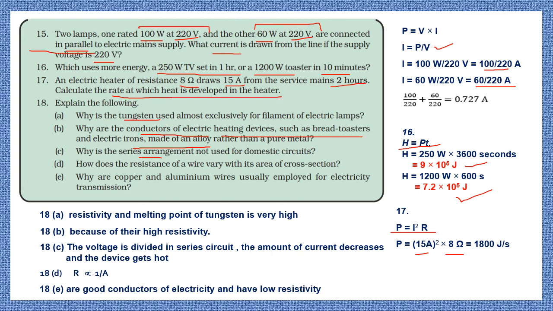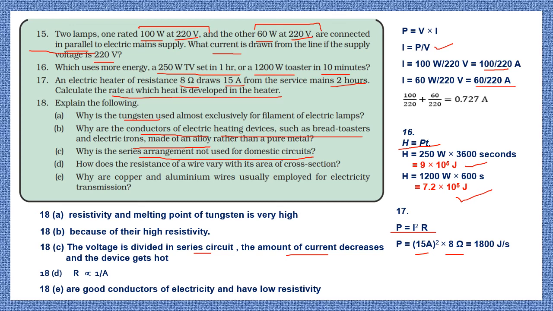Why is the series arrangement not used for domestic circuits? See, if series arrangement is there, the voltage will be divided in the circuit and the amount of current will decrease, and our device will get hot and will not work properly. That is why series arrangement is not used.